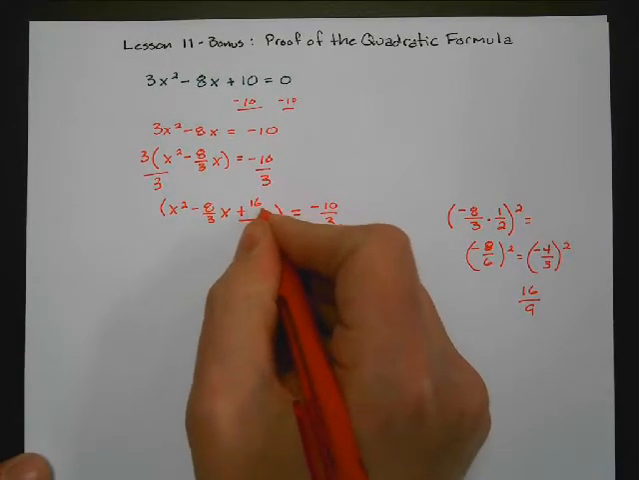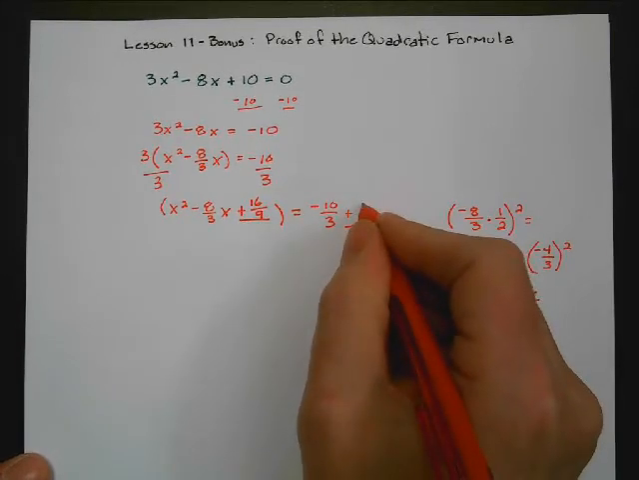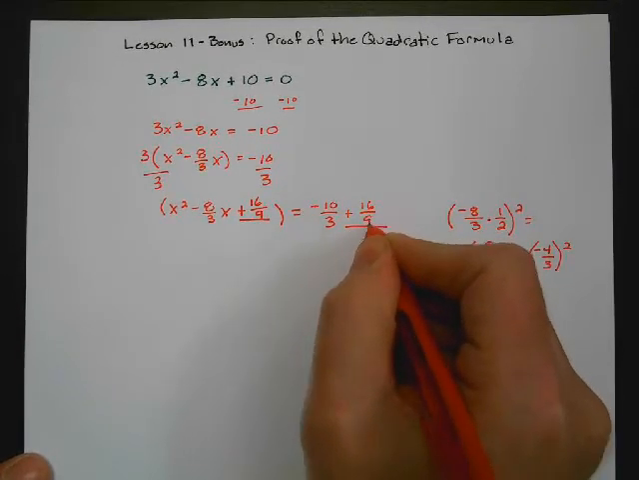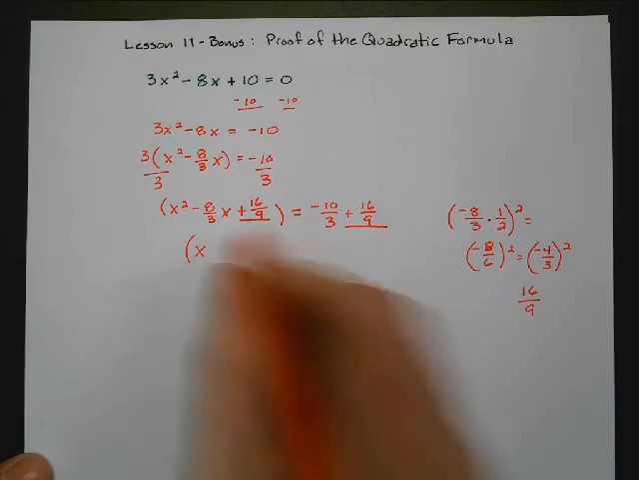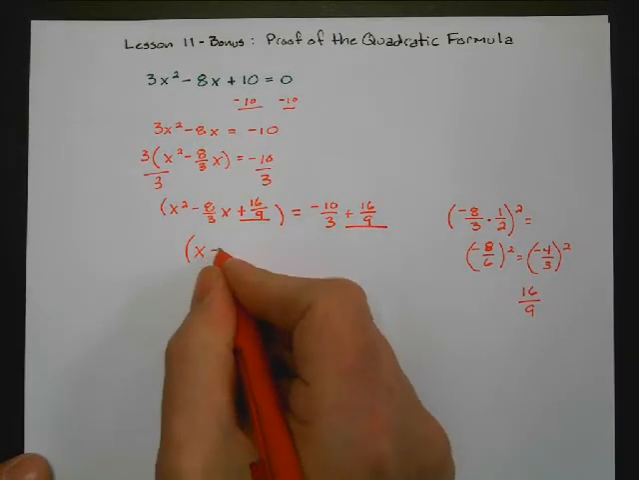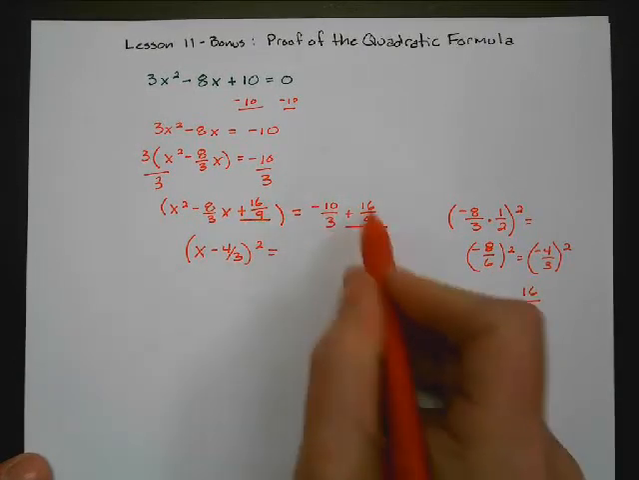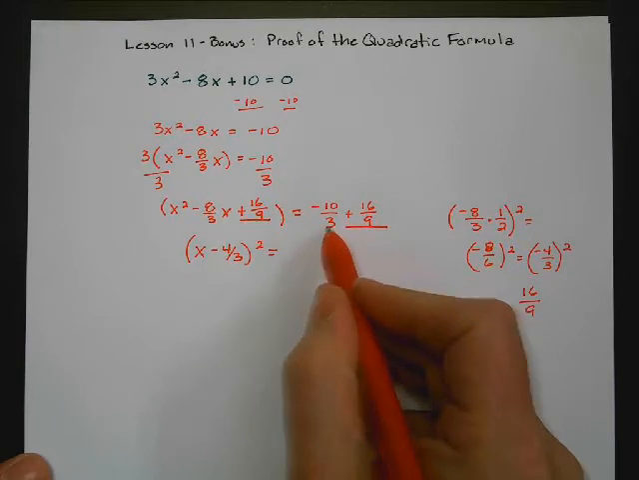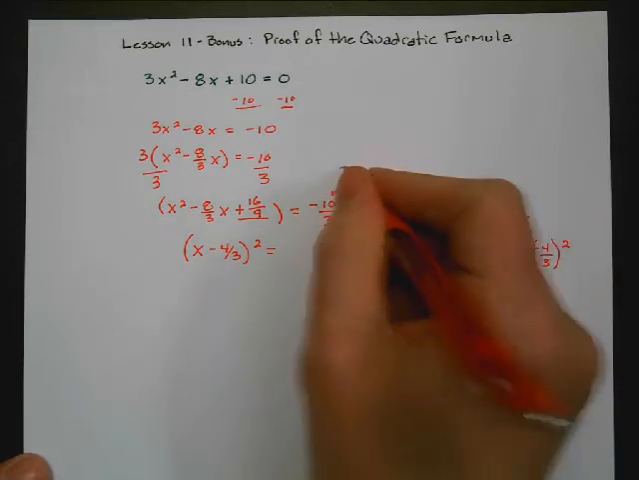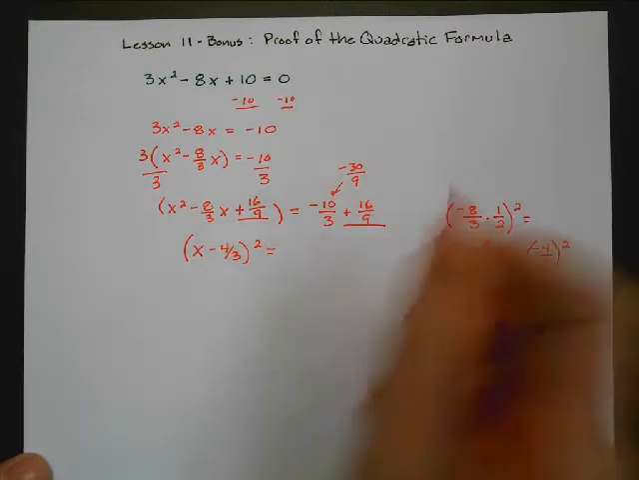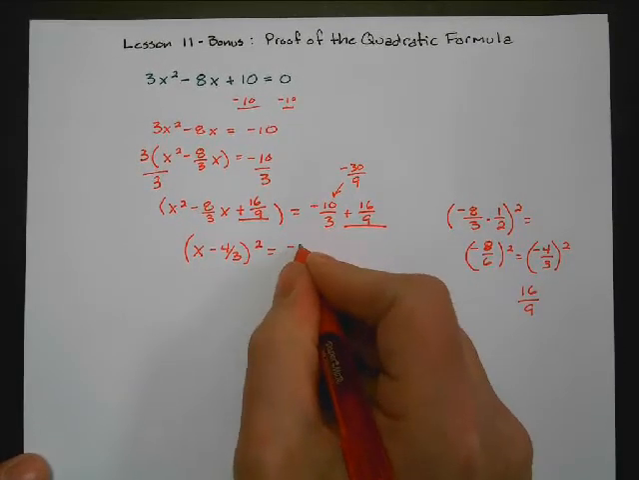Are you starting to see why you don't want to do this? It gets worse. So over here on this side, I've just made the perfect square of x minus 4 thirds, squared. And then I'd have to come up with a common denominator for this one because I'm adding those. Common denominator for this one, that would be negative 30 ninths. And then I've got negative 30 ninths plus 16 ninths is negative 14 ninths.